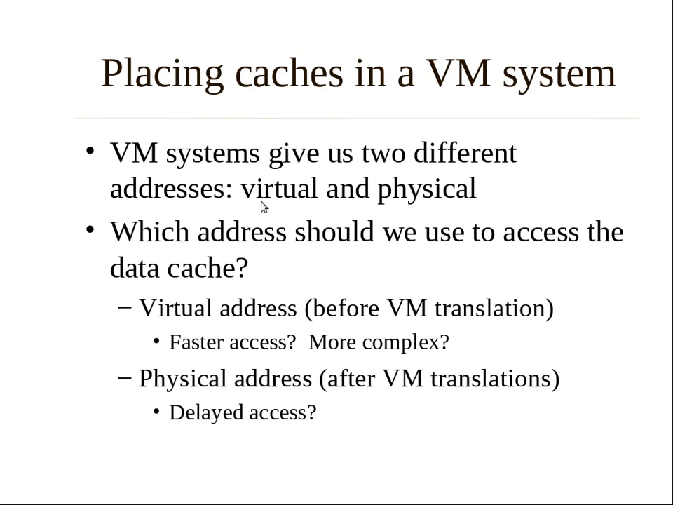So, placing caches. Now we have two addresses. Remember, we have physical and virtual. Do we cache the virtual address, which gives us faster access but is more complex, or do we cache the physical address after the virtual to physical translation? But that's inside of our data cache. Sorry, I did not make this clear. Is the data cache using the physical address or the virtual address? Basically, the long and short of the story is it depends.